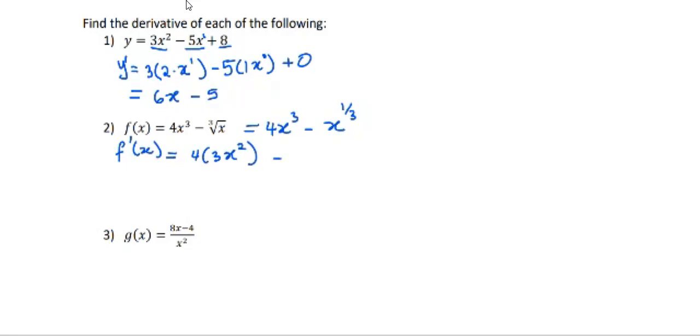Minus the derivative of this one. We bring down the 1/3, so it's 1 over 3 times x, and then we do 1/3 minus 1, which is negative 2/3. So this is minus 1 over 3 times x raised to the power negative 2/3.